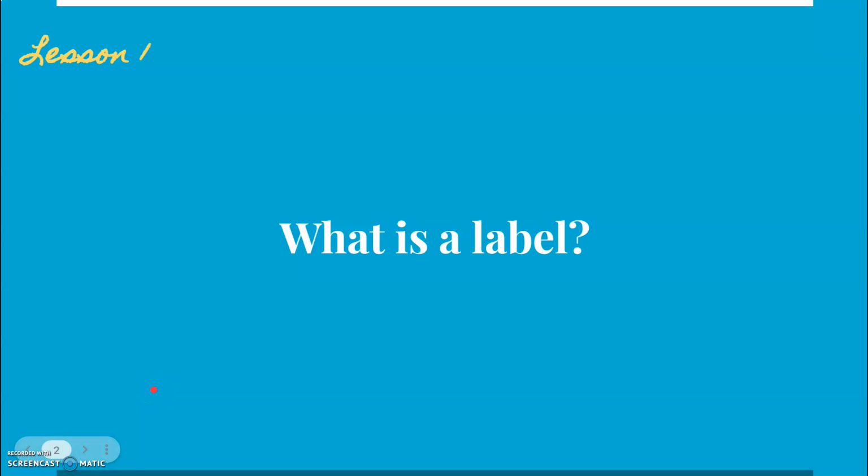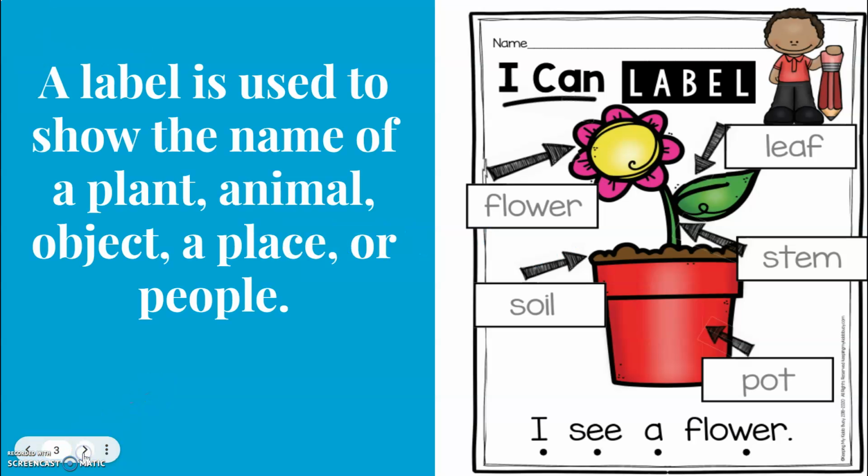What is a label? Did you know that words have meanings? Letters and words can be used to represent plants, animals, objects, places, and people in the world. I can label. Let's look at the picture.